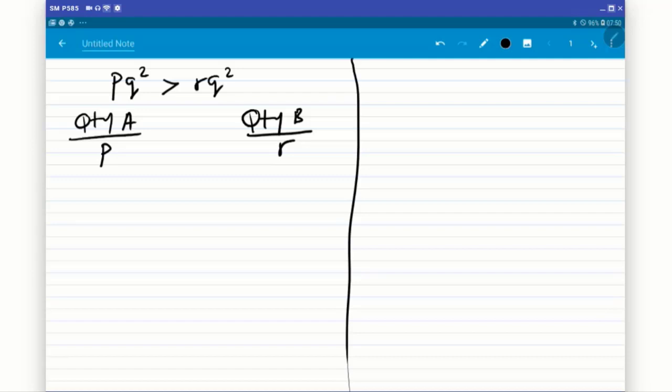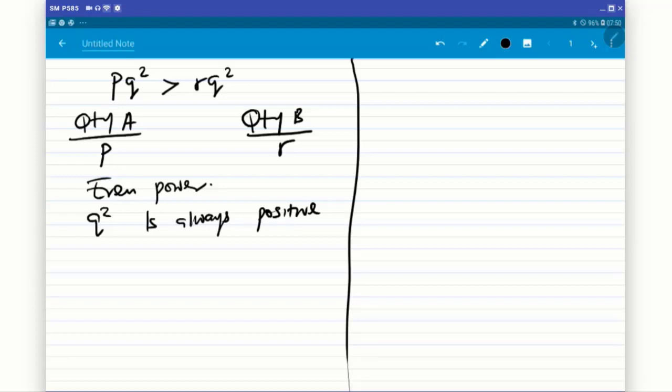Why? Because the power on Q is an even power. So either Q is positive or negative, when you raise it to an even power, you get a positive result. So our q squared is always going to be positive. That's very clear. It's always going to be positive.